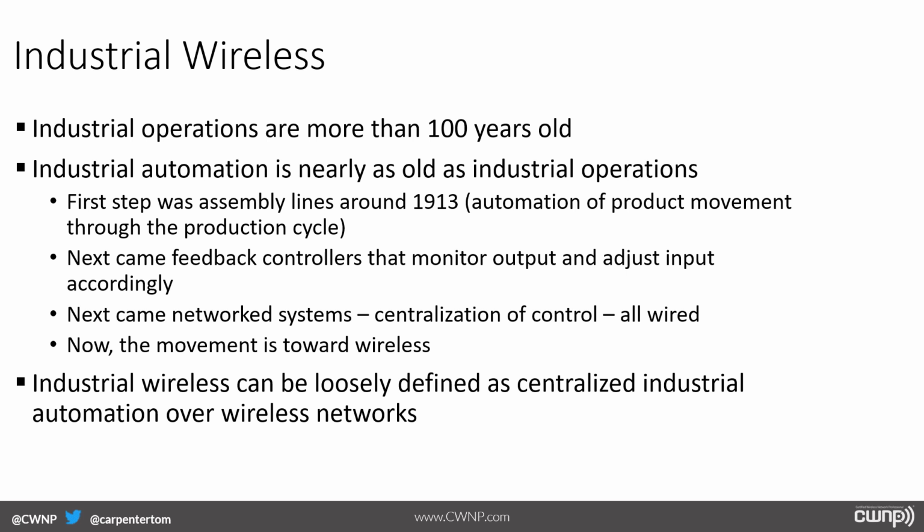Then we got feedback controllers, 1930s, 1940s time frame, which would monitor the output and adjust the input accordingly. So it looked at either individual processes along the production cycle or just the end production cycle. Is the quality there? Can we keep it moving at the rate it's moving? Does it need to slow down, speed up? These were some of the early types of feedback controllers, and of course they became more and more advanced as we went along. And then next came networked systems.